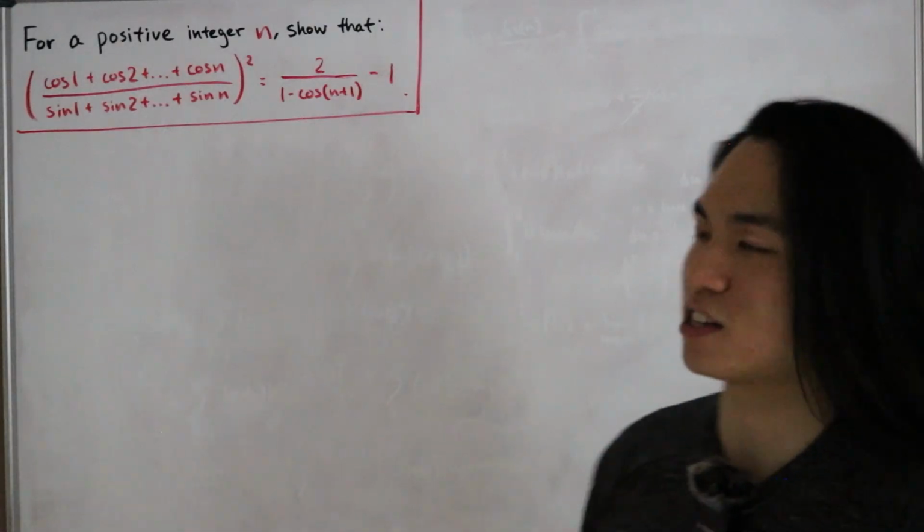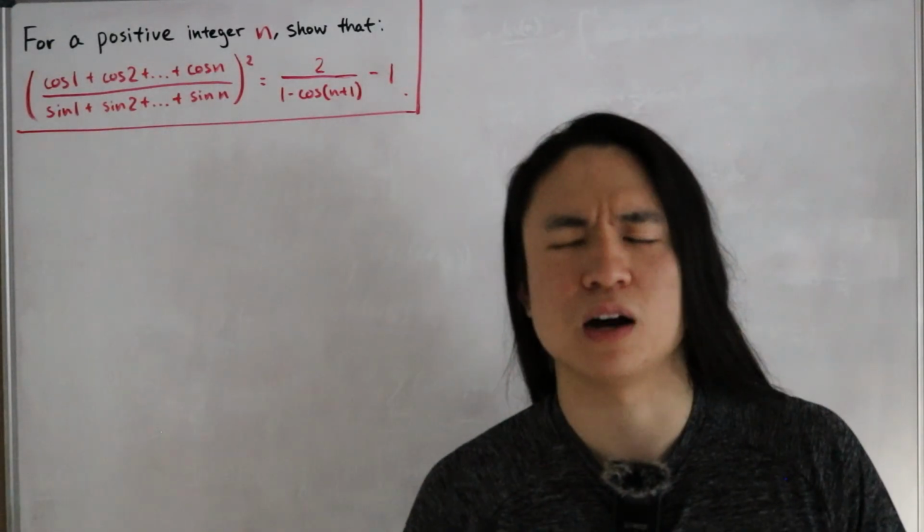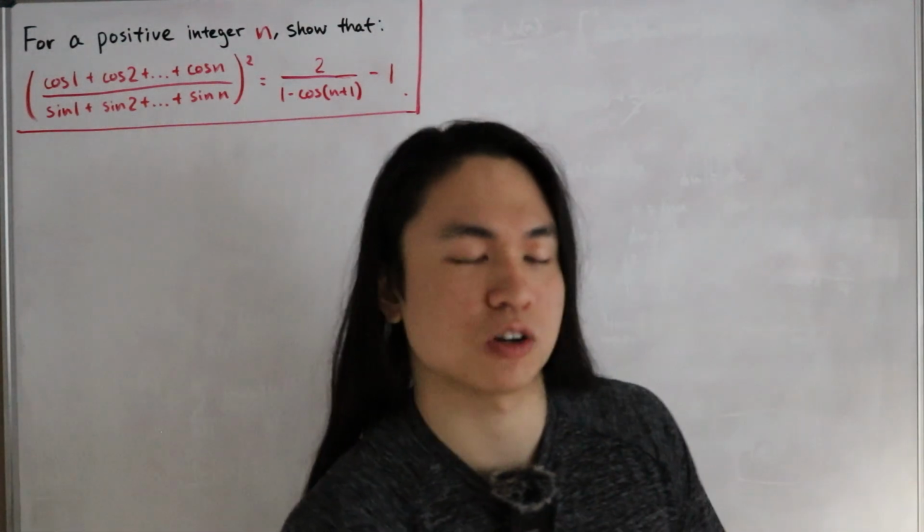But I feel like this is an interesting, nice little trigonometric identity. I don't think a lot of people know about it. I think this is a cool one. So with that, why don't we just jump right in?